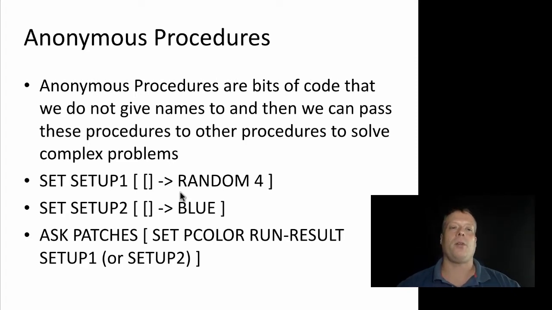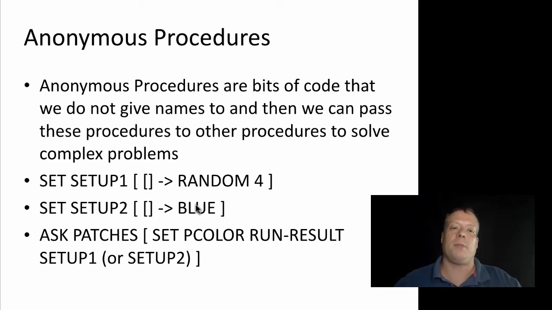So just to give you an example, here is an anonymous procedure just basically called setup1, which is just going to generate a random number between 0 and 4, exclusive. And then another anonymous procedure called setup2, which is just going to return the value blue every time, right? Anonymous procedures sometimes have these brackets at the beginning. They don't always have to. And then they have this little arrow, and then they have the actual code that runs them. And you'll see many, many examples of them.